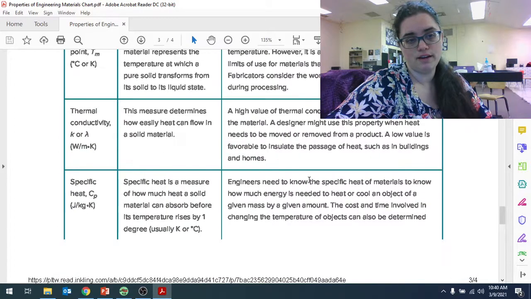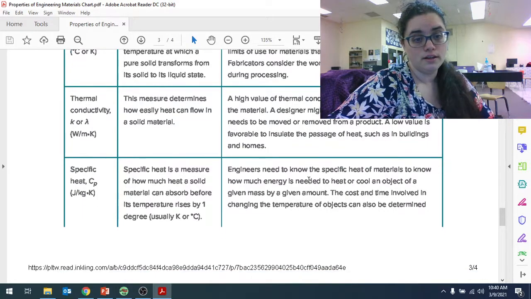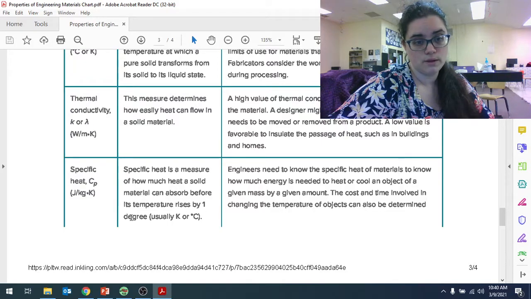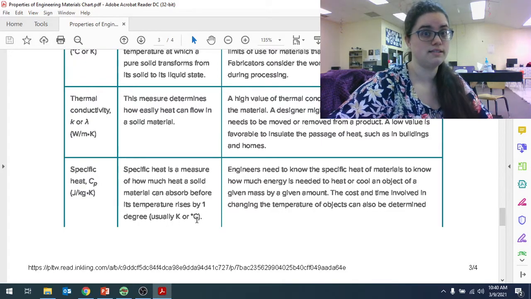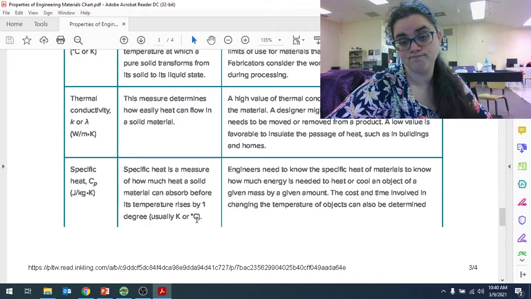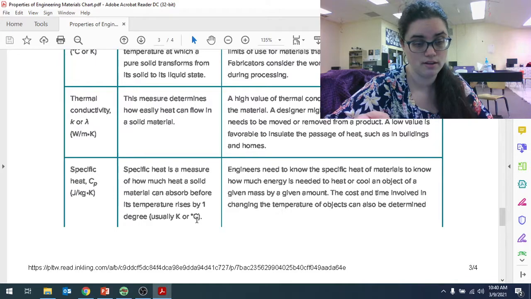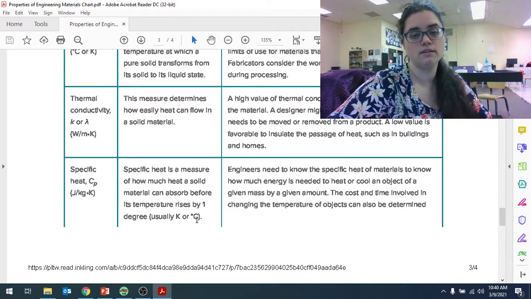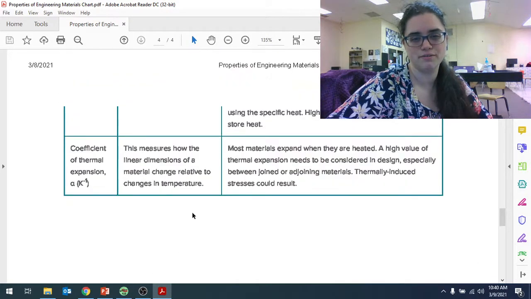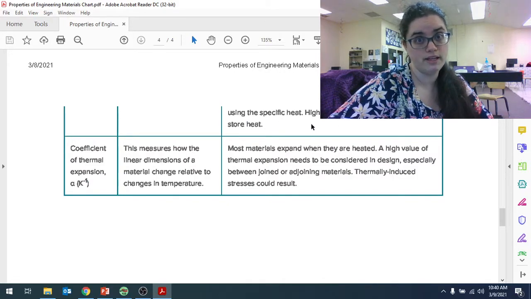Specific heat is kind of how fast something heats or cools. That's how fast it changes temperature. How much heat can it absorb before its temperature rises by 1 degree, usually Kelvin or Celsius? They're the same size, degrees are. That is really cool, and I wish I had a calorimeter because we could do something like that, but it's okay. You'll do that in physics, hopefully. High values are favored in products that will store heat and keep the heat.